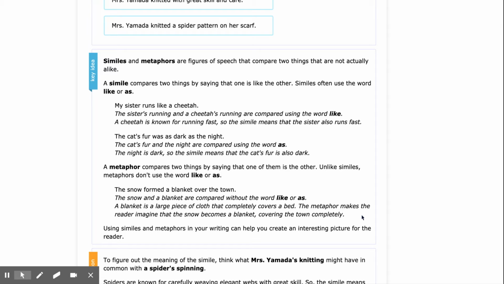A blanket is a large piece of cloth that completely covers a bed. The metaphor makes the reader imagine that the snow becomes a blanket covering the town completely. Using similes and metaphors in your writing can help you create an interesting picture for the reader.